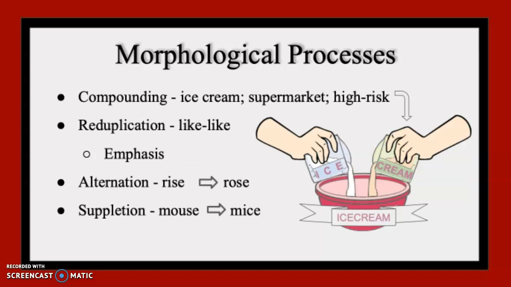Another morphological process is compounding, which involves combining 2 free morphemes to make another free morpheme. Compound words come in different shapes and sizes. For example, ice cream, supermarket, and high risk are all compound words. If you're confused about whether a word is a compound word or not, look to see if it is functioning as one complete unit in the sentence.